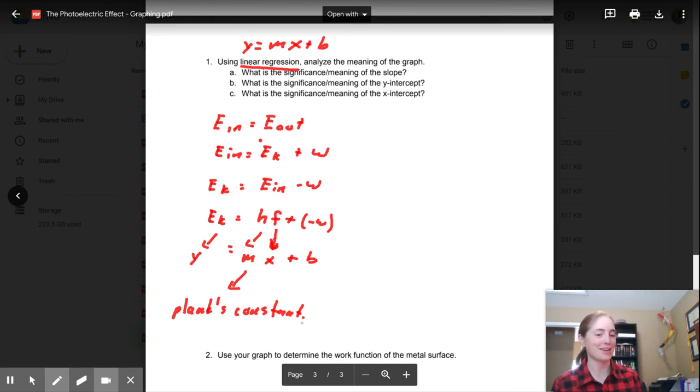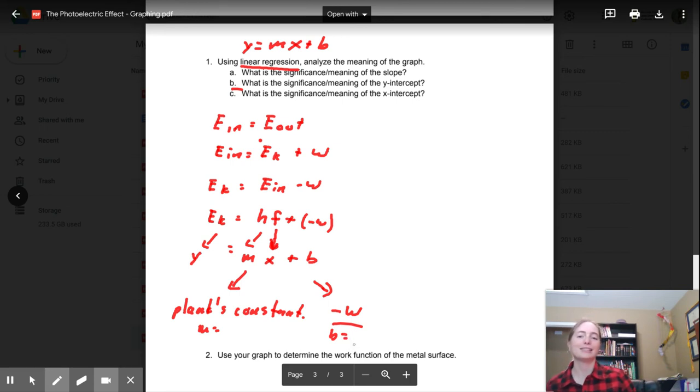Excellent. So now b, what is the meaning of the y-intercept? Well, we've also answered that with this equation here, so we don't have to do any more work with that, because b is the work function. So your b is the value of negative W. Sounds good? So your negative work function. So that's m equals and b equals.